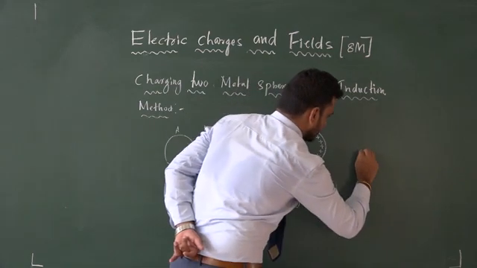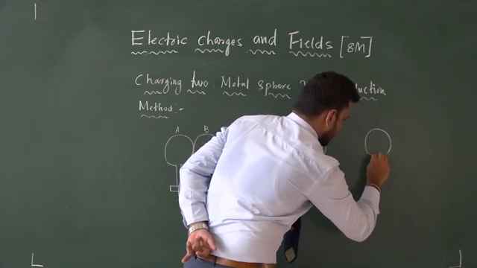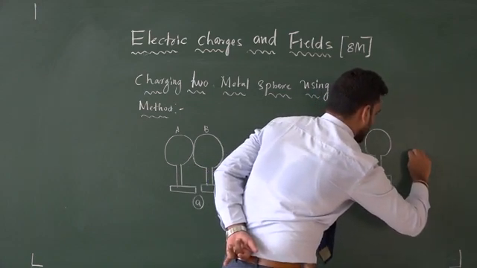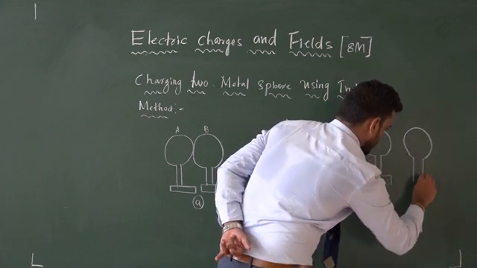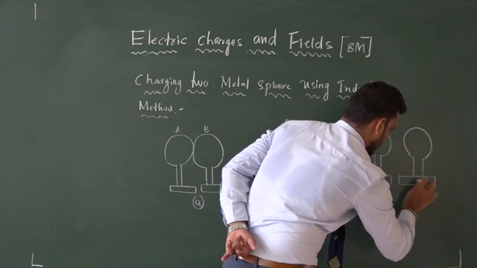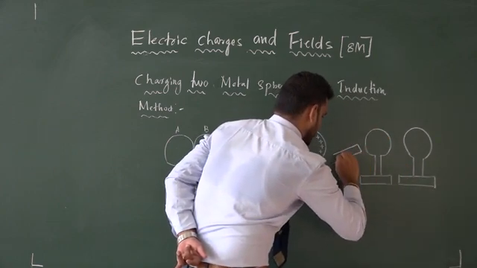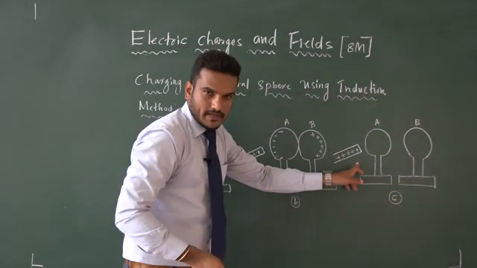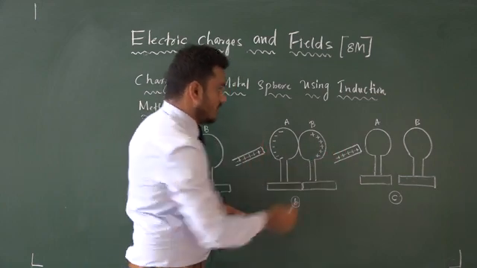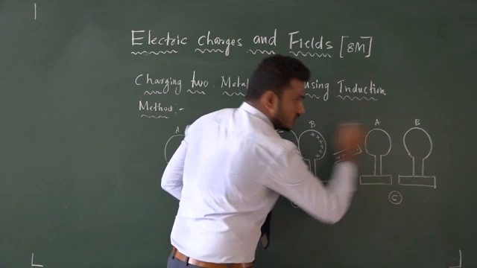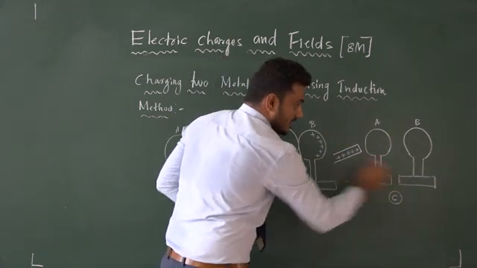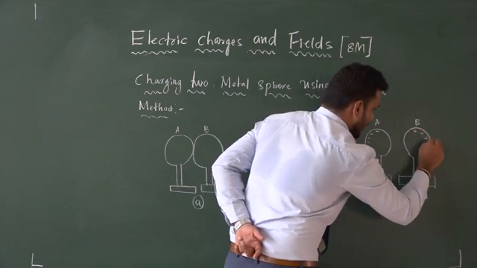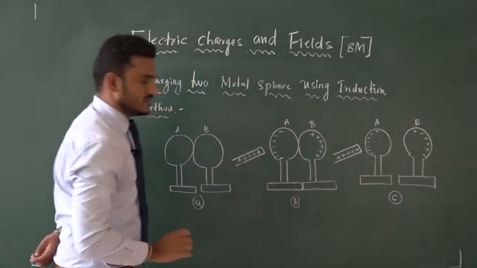Now look at the third diagram. Here, in the presence of the positively charged rod, these two metal spheres A and B are separated by a small distance, which means metal A acquires negative charge and metal B acquires positive charge.